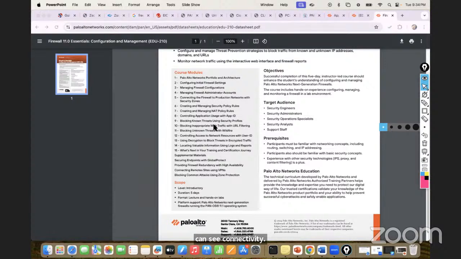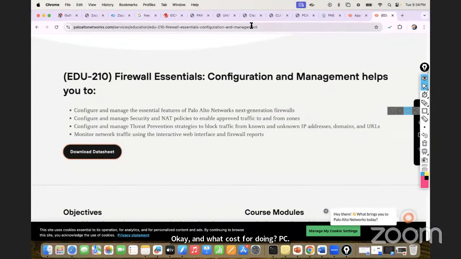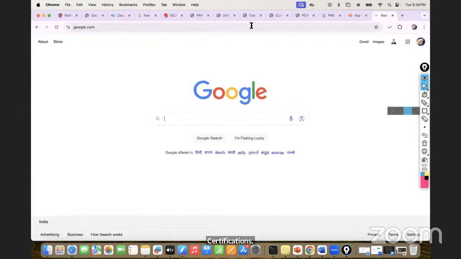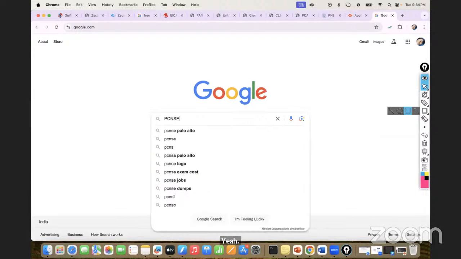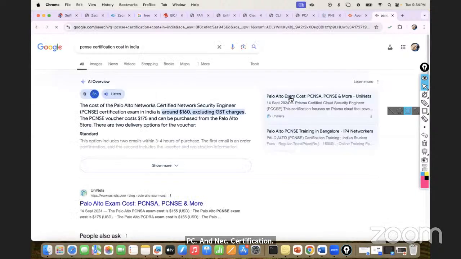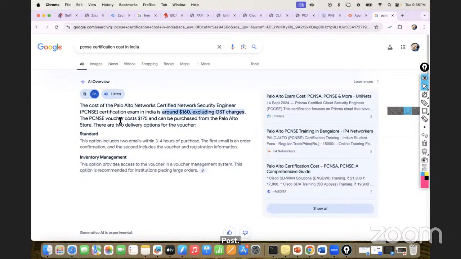And what is the cost for doing the PCNSE certification? It's $175. Let me see. PCNSE certification cost. So it is 175 only. 160 is here, right? 170. You can see $175. Clear? Okay.